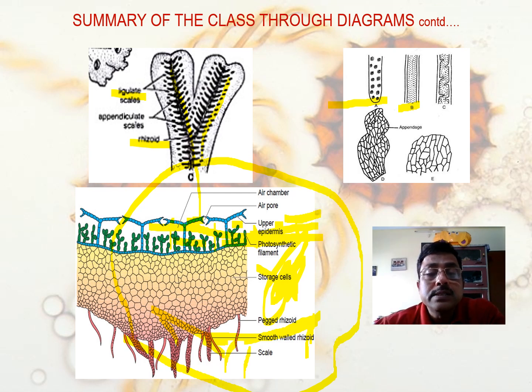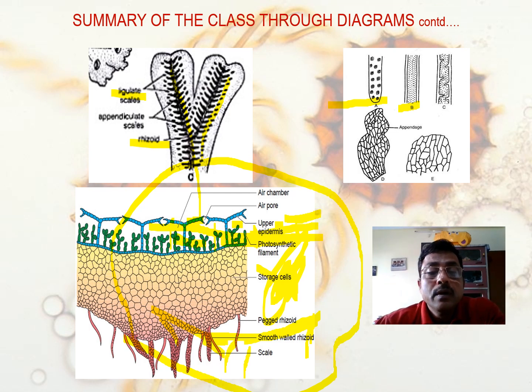So the cells of each filament are full of chloroplasts. That means all the cells are chloroplast bearing cells, all are green in color, and they directly take part in the process of photosynthesis. That means these are the only cells which perform the function of photosynthesis. That means they are engaged in the food production process for the entire thallus.